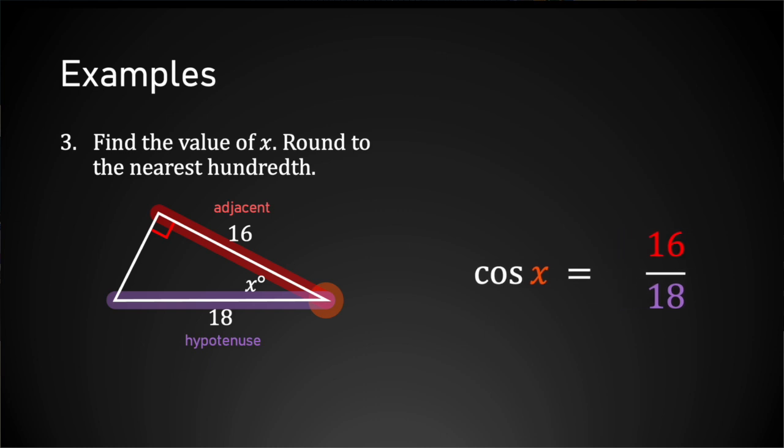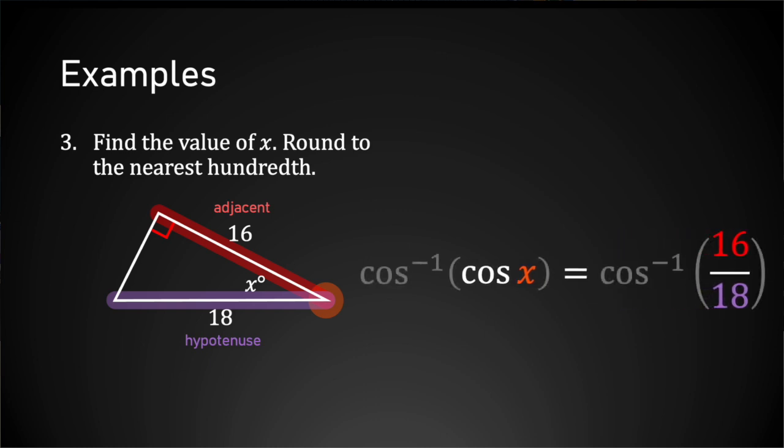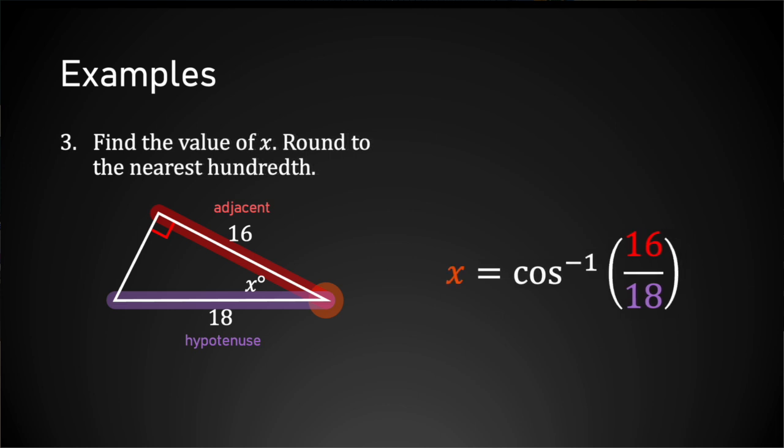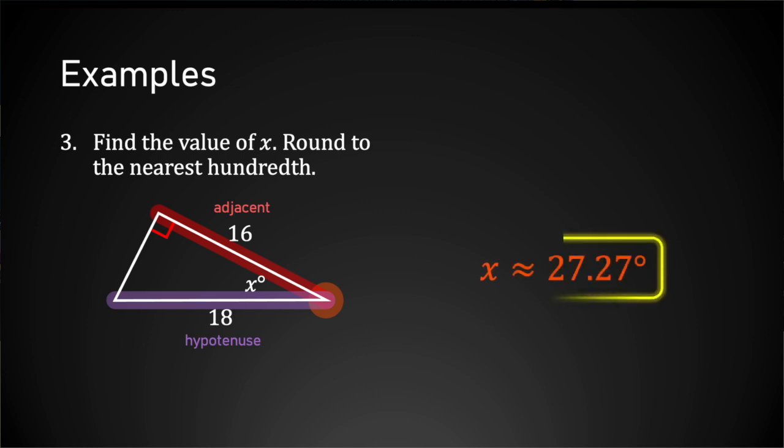When I take the inverse cosine of both sides, just like on the last two examples, the inverse function and the standard function cancel each other out. So I get x equals inverse cosine of 16 over 18, or approximately 27.27 degrees.